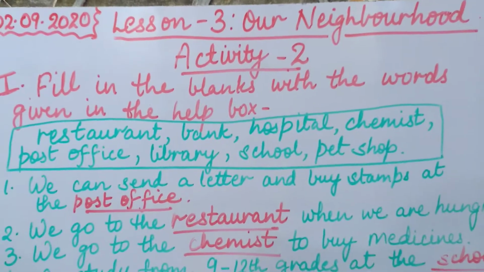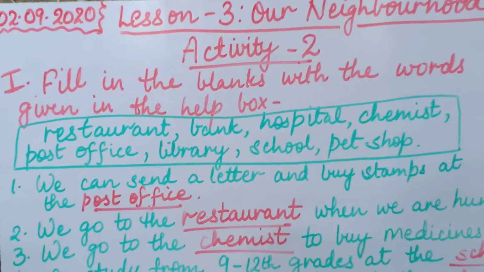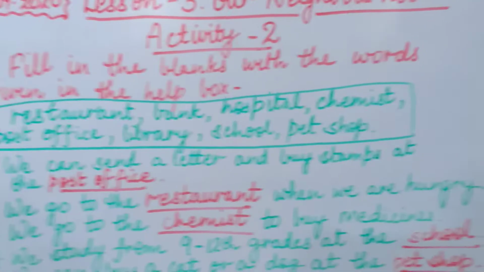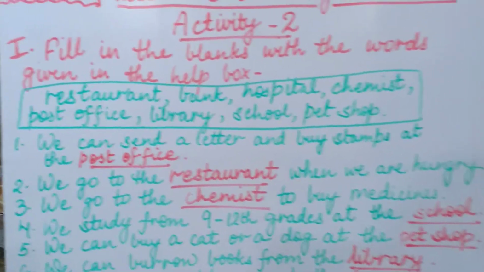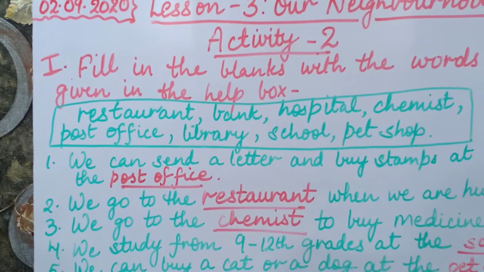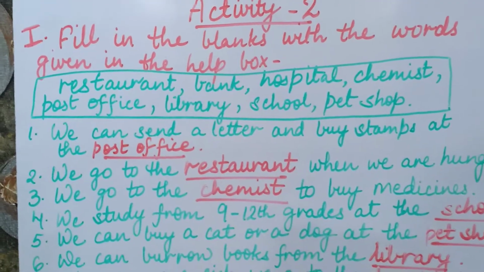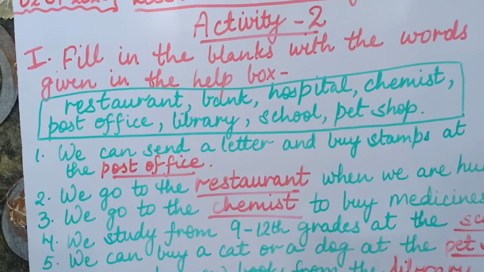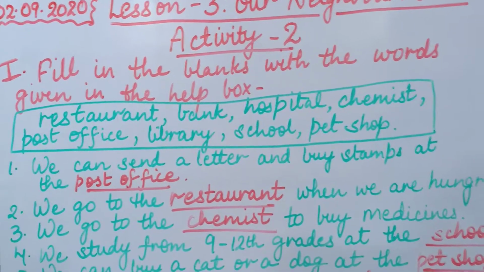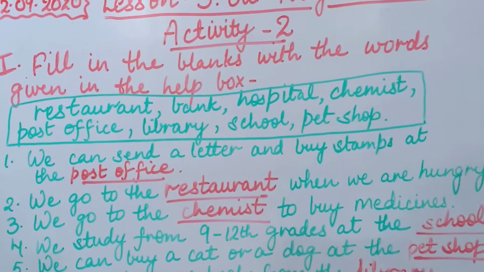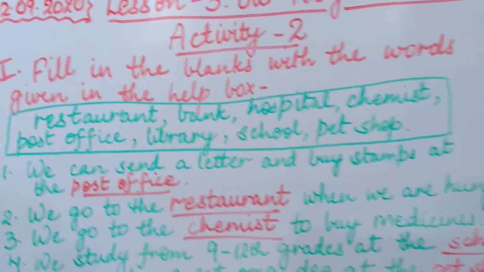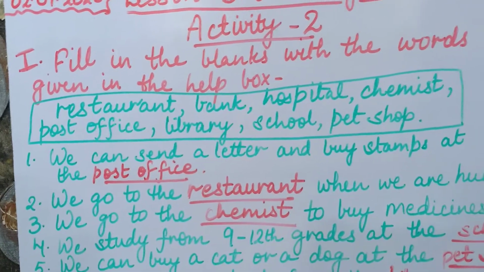Okay, now today we are going to do lesson number 3, our neighborhood, activity number 2. In this activity I will be giving you 2 questions, 2 parts. The first part will be fill in the blanks with the words given in the help box, and the second part will be arranging the letters to form the names of places which are in our neighborhood. So there will be 2 questions. First I am going to explain the first part, and then the second part.